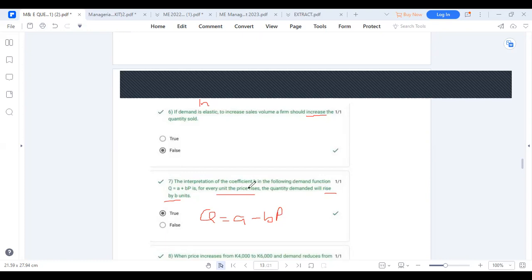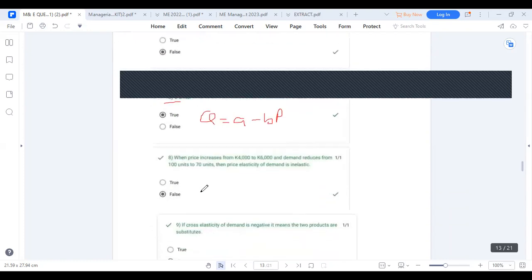So if price increases from P1, which is 4,000, to P2, which is 6,000, the quantity demanded will decrease from 100, which is Q1, to 70, which is Q2. The statement says elasticity of demand will be inelastic. Is it true? You need to calculate.